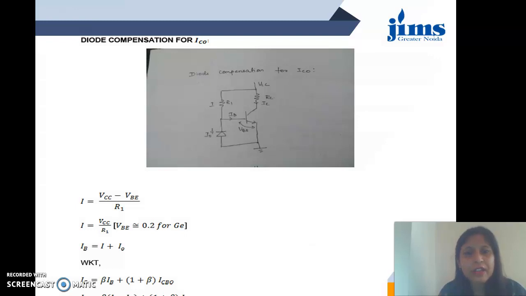So with that, I would like to conclude the biasing network and the compensation technique. In the biasing, we have done 3 different types of biasings, which are fixed bias, collector to base bias, and potential divider. For all these networks, we have determined the stability factor, and S is best for potential divider.